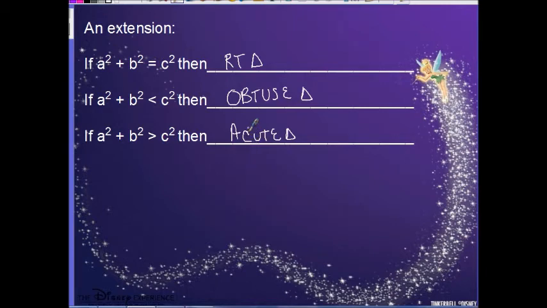Here's what I always think of it as. I always look at the c squared, and I say if the c squared is just perfect, it's just right, forming a right triangle. If the c squared is too big to be equal, it's obtuse. And if the c squared is too little to be equal, it's acute. And that's how I remember it.